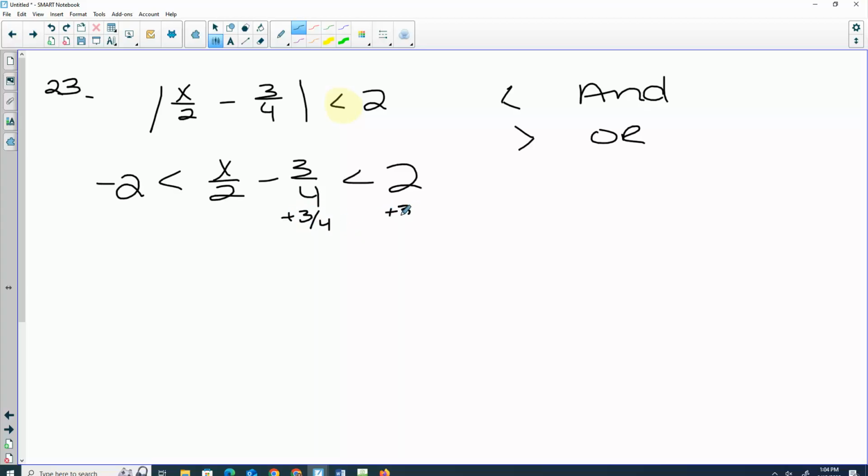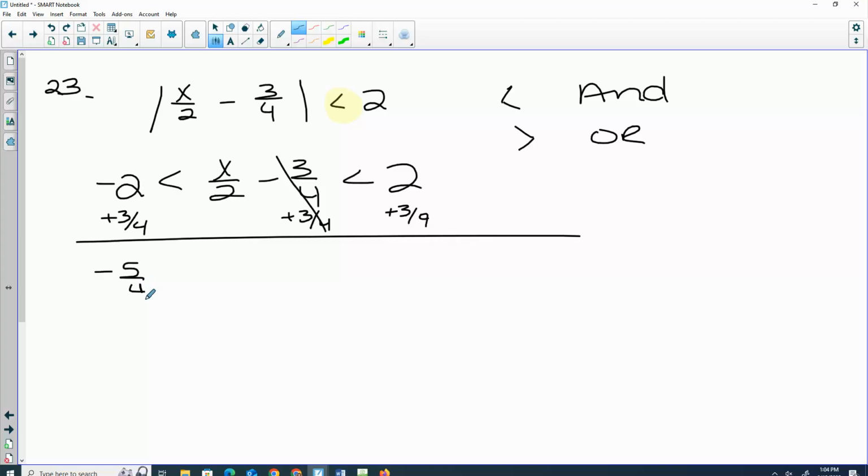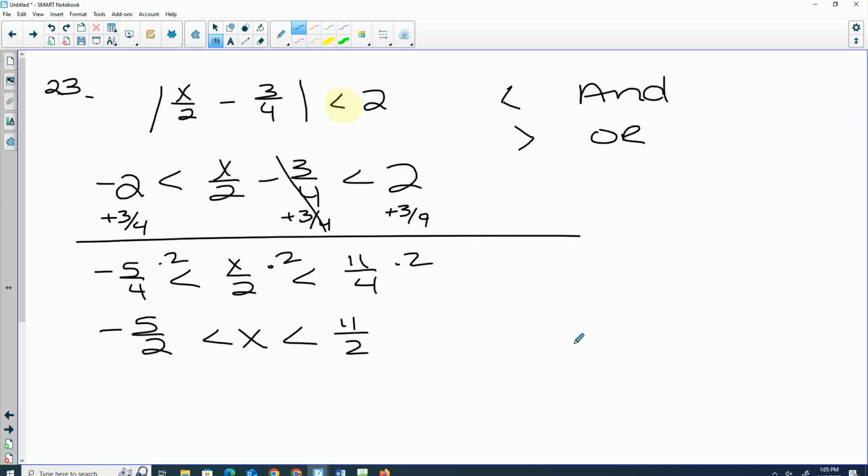So we add 3/4 to everything, all three pieces. So we get negative 5/4 less than x over 2 less than 11/4. Then what do we have to do? So negative 5/2 less than x less than 11/2. And you should always get a single inequality at the end, or it should be 2. It didn't have an equal to, so it's just parentheses. Negative 5/2 to positive 11/2.